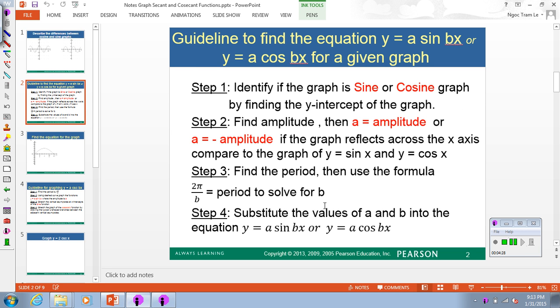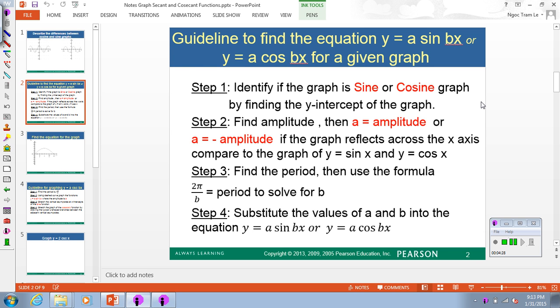Okay, so these are the steps for how to find the equation or the function y = a sin(bx) or y = a cos(bx) from a given graph. I'm going to ask you to write these 4 steps in your notebook, please, and then we are going to do the example right away.